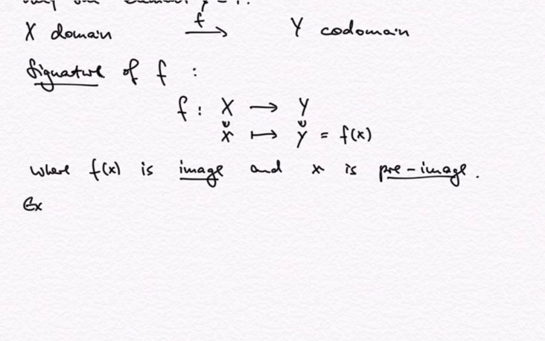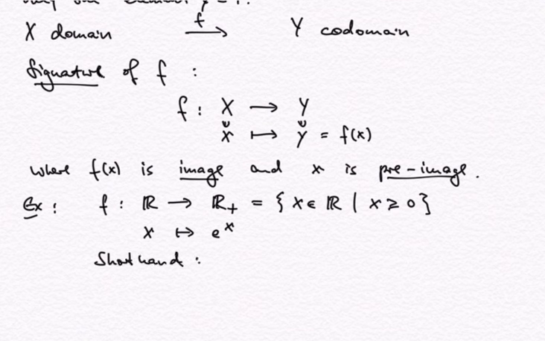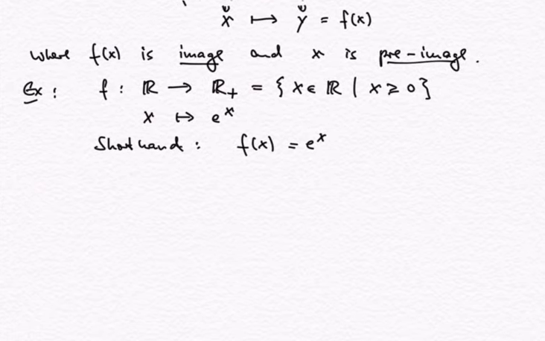For example, I can consider the function that maps from the real numbers to the non-negative real numbers and that assigns to x the number e to the x. And of course, I can also use the high school shorthand f of x is e to the x, but the shorthand, of course, doesn't say anything about the domain and codomain and possible restrictions on those.